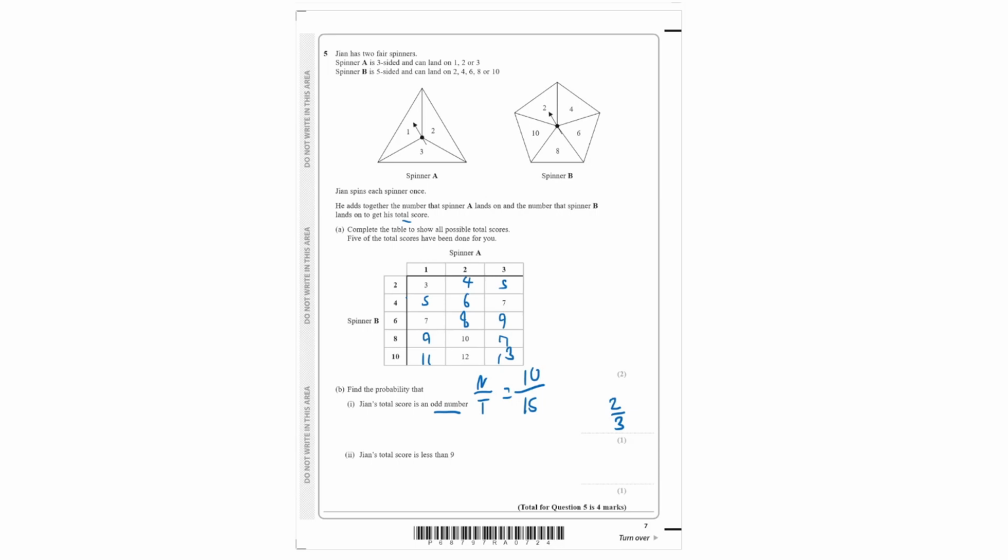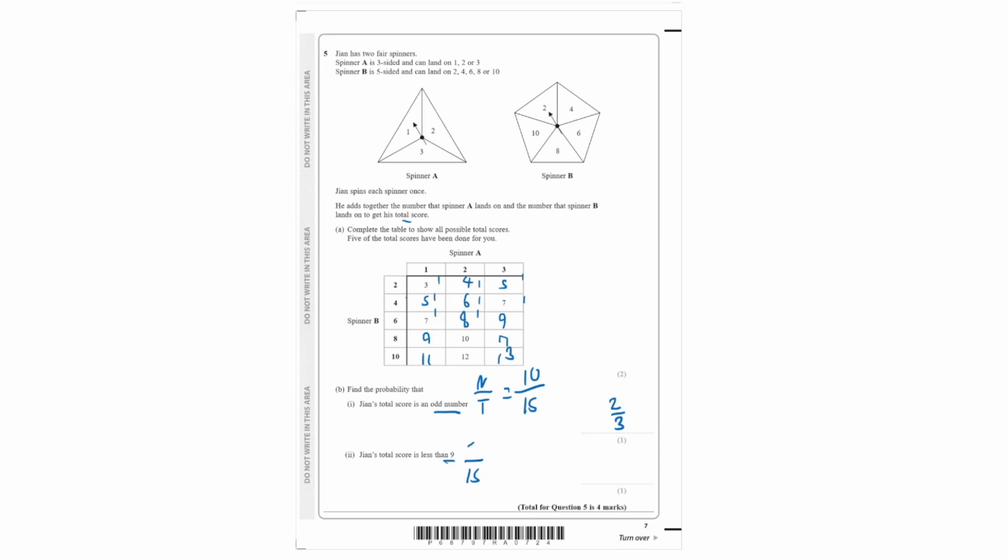Jian's total score is less than 9. Okay, so we simply do this again. We know that the total is 15, and we count how many are less than 9. So we have 1, 2, 3, 4, 5, 6, 7, 8.